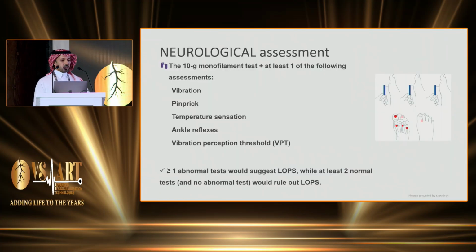For the neurological assessment, we have to use a 10-gram monofilament test plus at least one of the following assessments: vibration, pinprick, temperature sensation, ankle reflex, and vibration perception threshold. If we have more than one abnormal test, it would suggest loss of protective sensation, while at least 2 normal tests would rule out the loss of protective sensation.